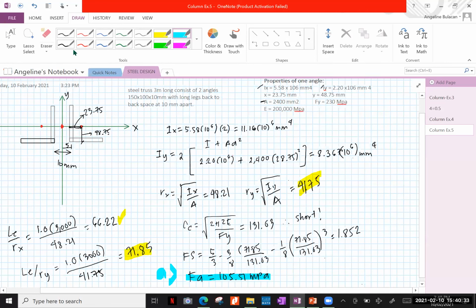So, madali lang naman, di ba? Pag nakuha mo na yung FA, masasolve mo na din yung P, kasi P is equal to A times FA. Multiply na lang natin: 105.51 times 4.8, will give us 506. Divided by 1,000 para maging kilonewton, 0.45. Yeah, so this is now your B.